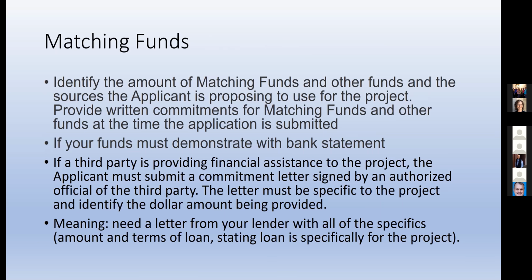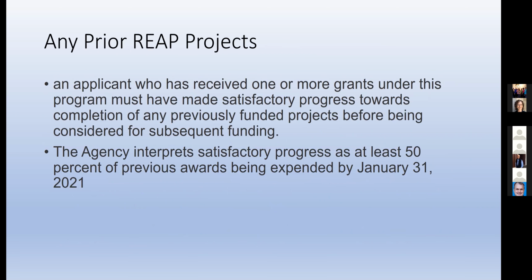And if it's a third party, which really means you're getting it typically from a bank, a loan, you must have a commitment letter, which is signed by the bank president or whoever's making that loan to you, authorizing that this has been done. And it must be specific to the project, stating that in the letter and the amount of money they're going to loan you. So you need a letter from your lender with all the specifics, amount in terms of loan, stating loan is specifically for the project. That's what that means. Okay, so you need to meet that requirement.